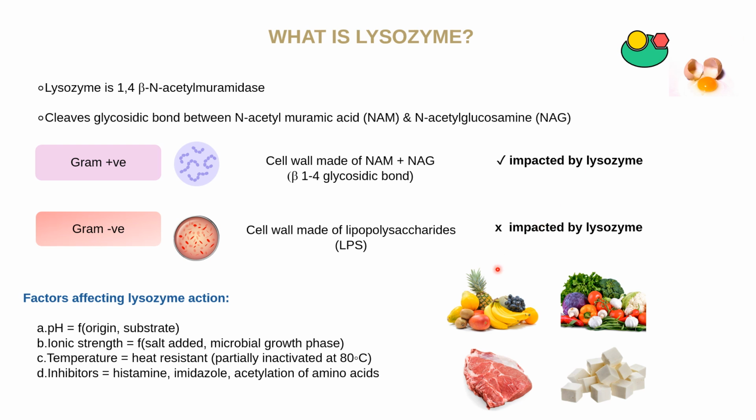Two important pathogens that we know in ready-to-eat food products are Listeria monocytogenes and Clostridium botulinum. Both of these organisms are gram-positive bacteria. So such products that are susceptible to growth of these two organisms contain lysozyme in order to inhibit the growth of these organisms. These days, lysozyme is also used as a component of packaging material to inhibit microbial growth.